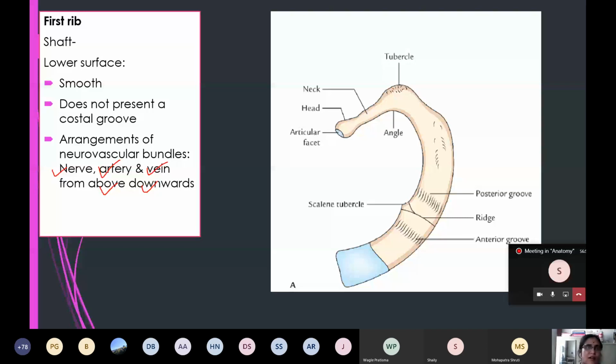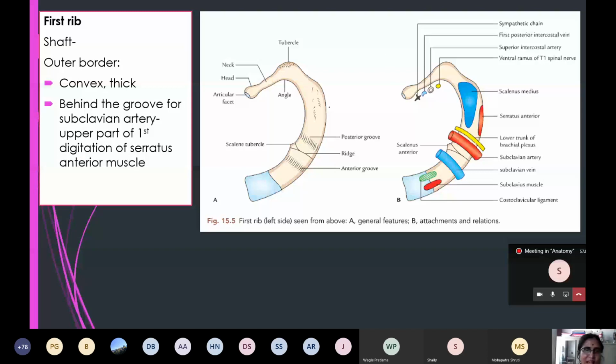Now, it has an outer border. This is the outer border, which is convex and thick. Just behind the groove for the subclavian artery and lower trunk of the brachial plexus, this outer border provides origin to this muscle. Here you can see in red color, the origin of the serratus anterior, the first digitation of serratus anterior.